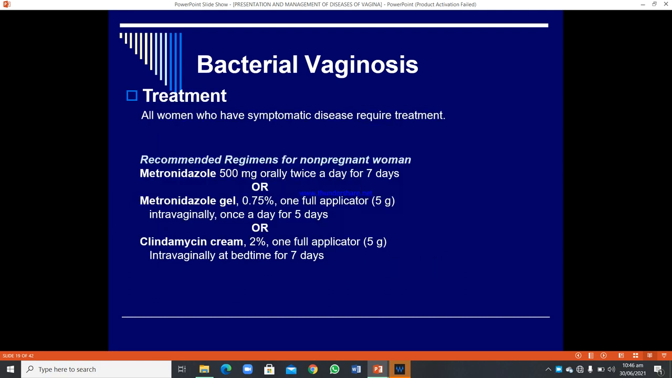Treatment of bacterial vaginosis. A woman who has symptomatic disease requires treatment. Recommended regimens for non-pregnant women: metronidazole 500 mg orally twice a day for 7 days, or metronidazole gel 0.75%, 1 full applicator, 5 gram, intravaginally once a day for 5 days, or clindamycin cream 2%, 1 full applicator, 5 gram, intravaginally at bedtime for 7 days.